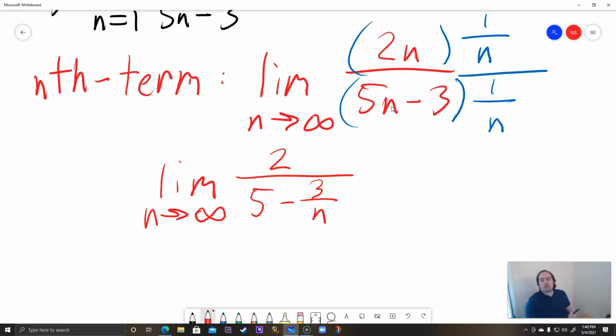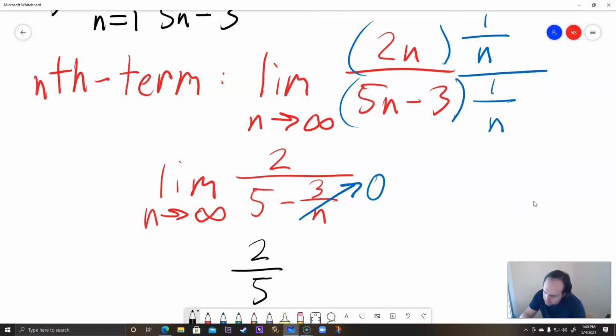Now remember, with the nth term test, after we calculate this limit, if the limit is any number besides 0, then we know that the series diverges. Like here, the negative 3 over n, as n goes to infinity, is going to go to 0. So our limit is actually going to be 2 over 5, and 2 over 5 is not equal to 0. And if you don't remember the nth term test, make sure you go back to my earlier video from a previous week where I talk about the nth term test for divergence.